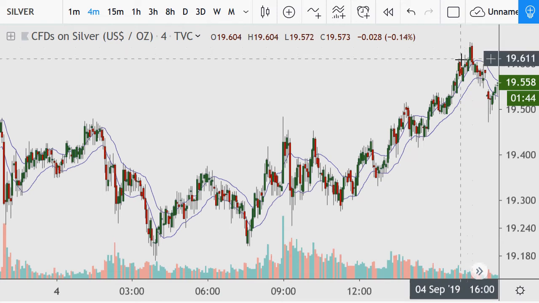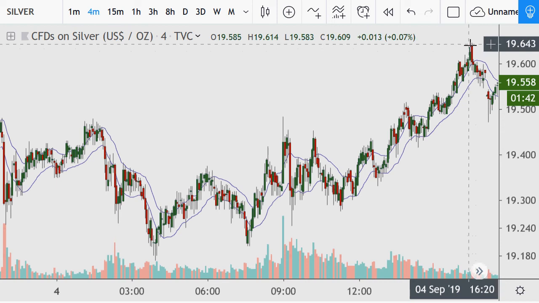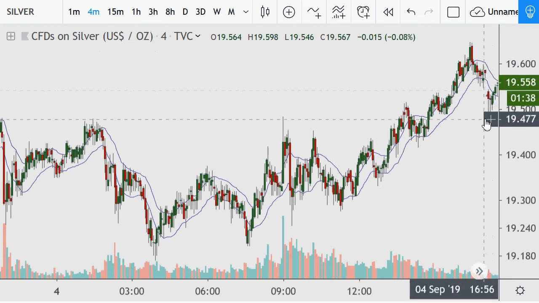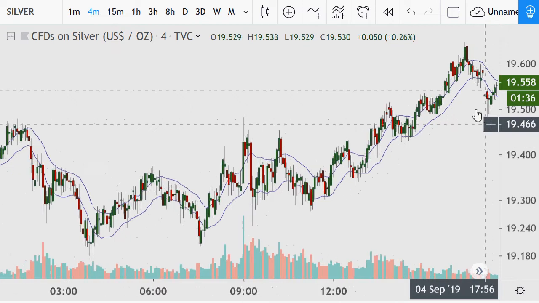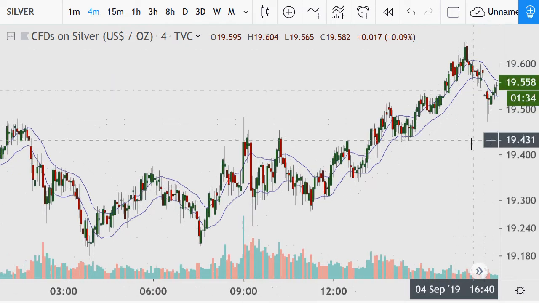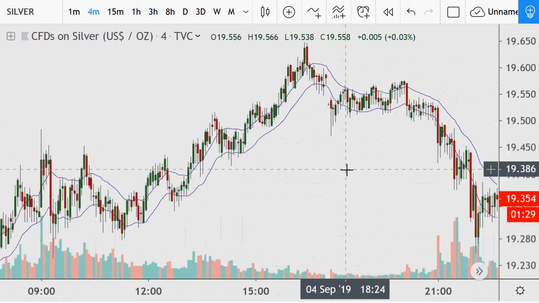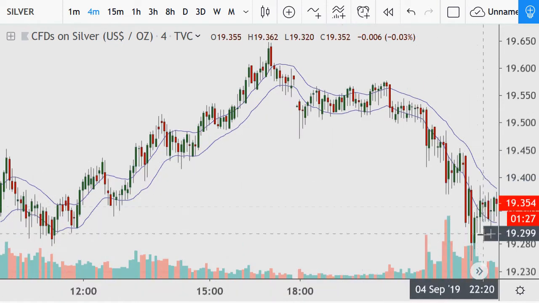This is what the market looked like for silver early in September, at the top on September 4th, as the price action got up to about 19 and 2/3. And of course, being a top, it started to go down. Price action comes down at this point.